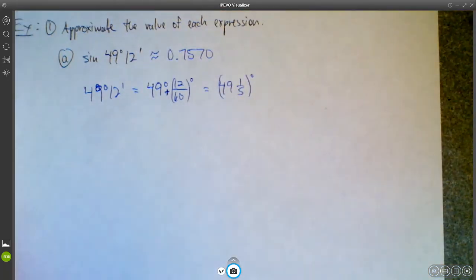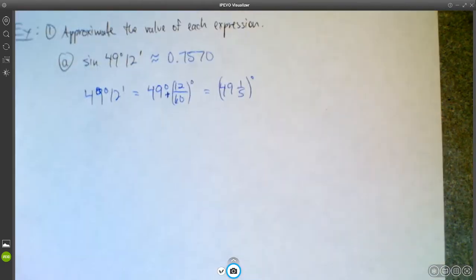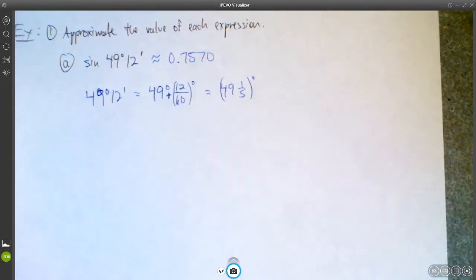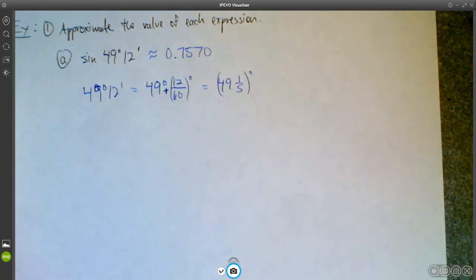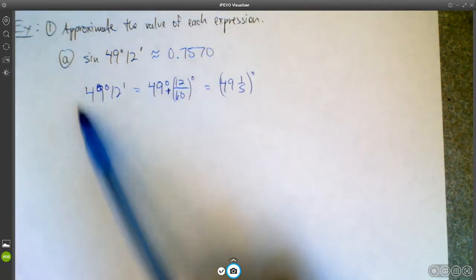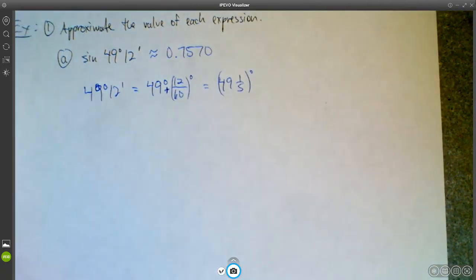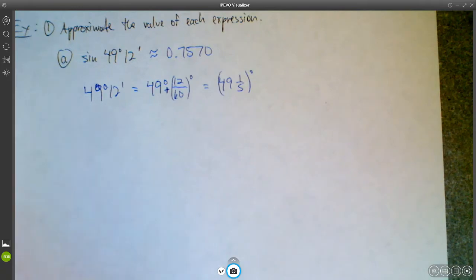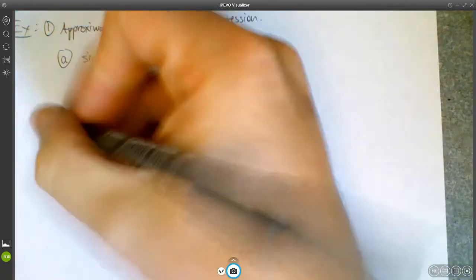And then just pop that into your calculator, sine of 49 and 1/5 degrees, and you should get the same answer if you do it that way. So if you have a minute button, then you can just put it in directly. Otherwise, change it into a fraction of a degree, or if you wanted, you could even change it into a decimal, I suppose.